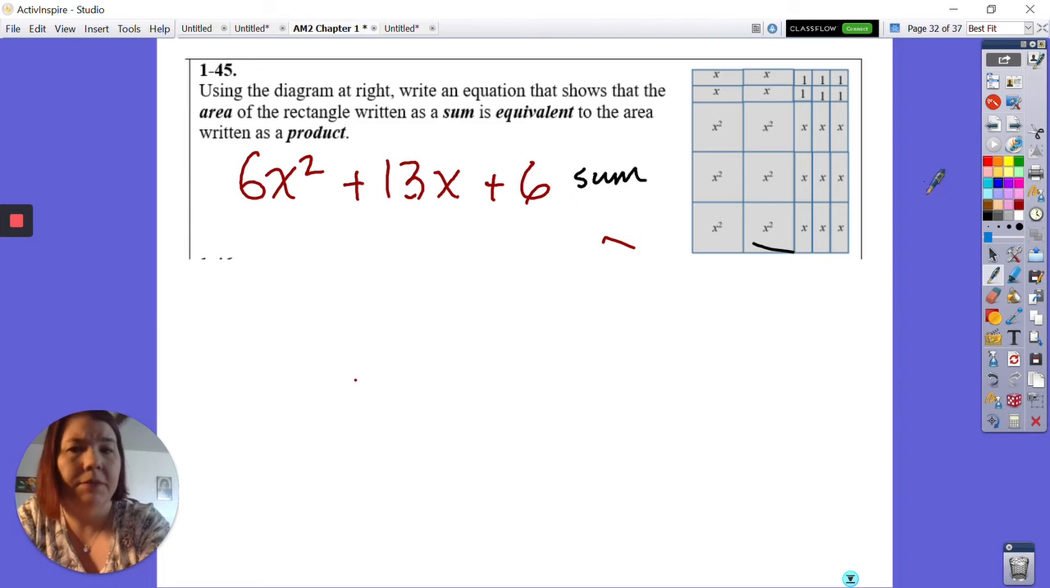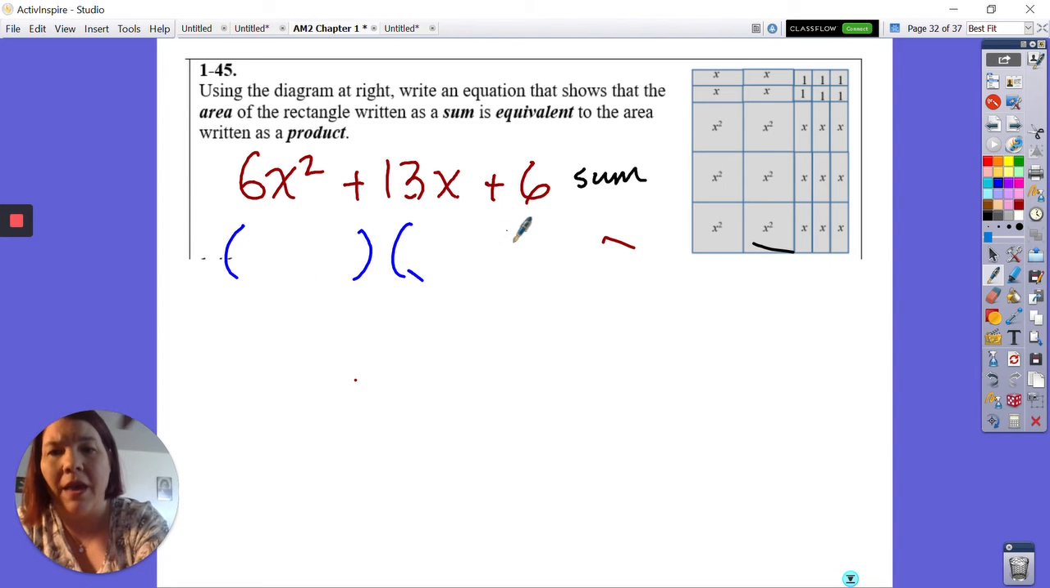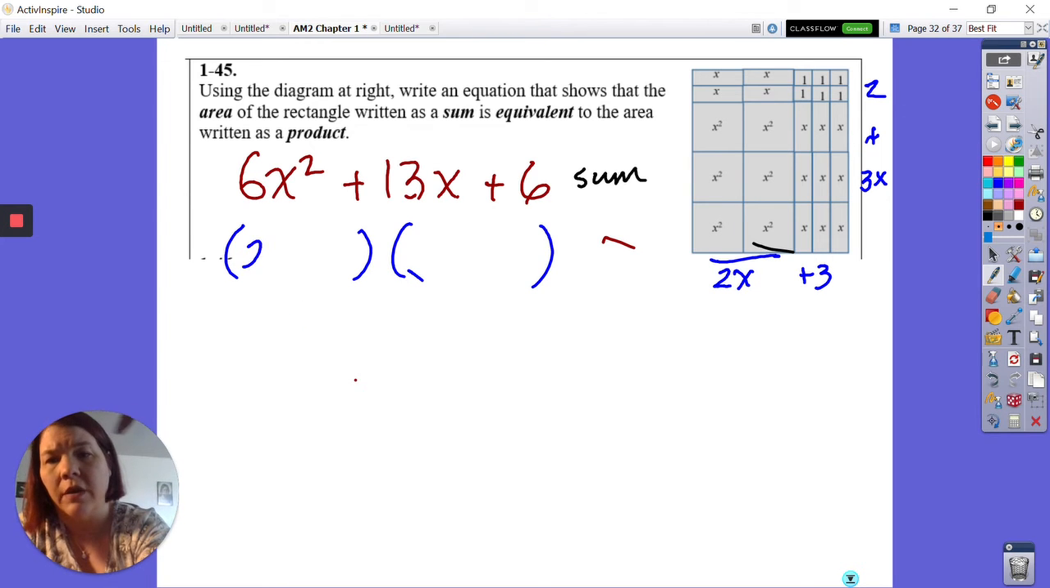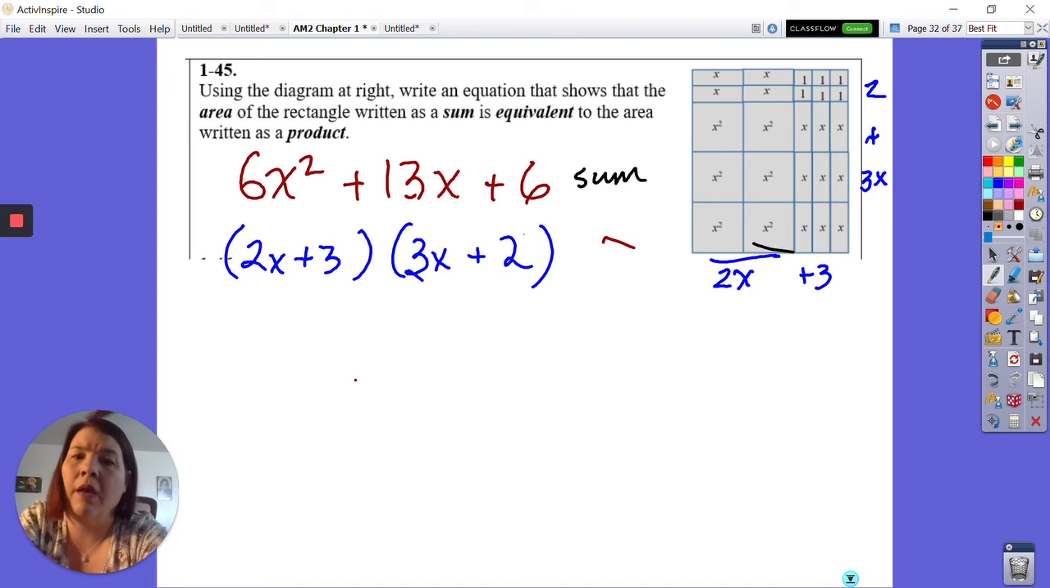And then for a product, I'm looking at my edge now. This is 2 x's plus 3. And this one is 3 x's plus 2. And so I have 2x plus 3, and then 3x plus 2. So there is my sum first and product second.